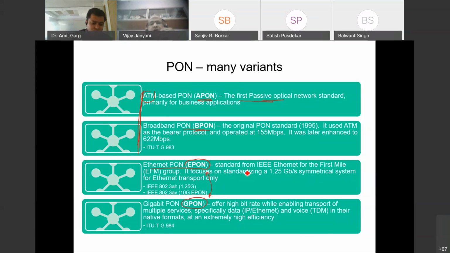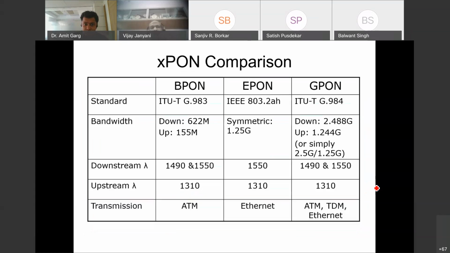this is as per the IEEE standard. IEEE, you know, is the Institute of Electrical and Electronics Engineers. It's a very well-known body. And GPON is based on the ITU standard. Both of them started together. They are still going on, and I think GPON is more common and more popular nowadays. Both of them were based on TDM, that is time division multiplexing.